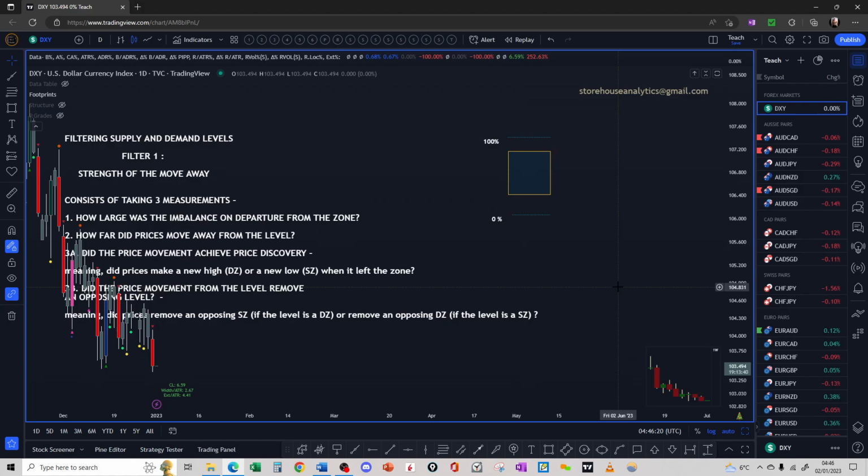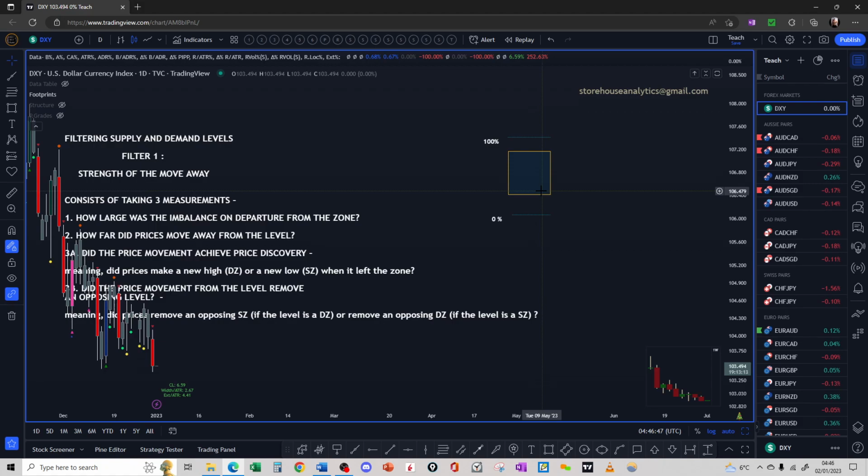I'm not going to draw them in because I don't want it to clutter the chart, but what you're assessing, the commonest way supply and demand traders assess how large the imbalance on departure from the zone is by measuring the size of the body of the candle that left the zone, the size of the first candle. It's usually the very first candle that leaves the zone.